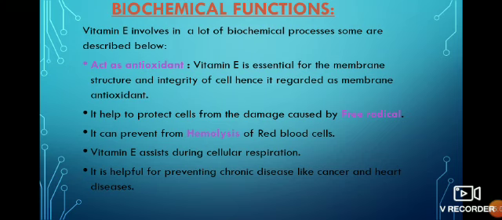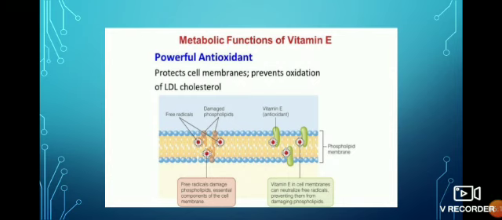It can prevent hemolysis of red blood cells. Vitamin E assists during cellular respiration. It is helpful for preventing chronic diseases like cancer and heart diseases. Here is a metabolic function of vitamin E, which is on cell membranes.